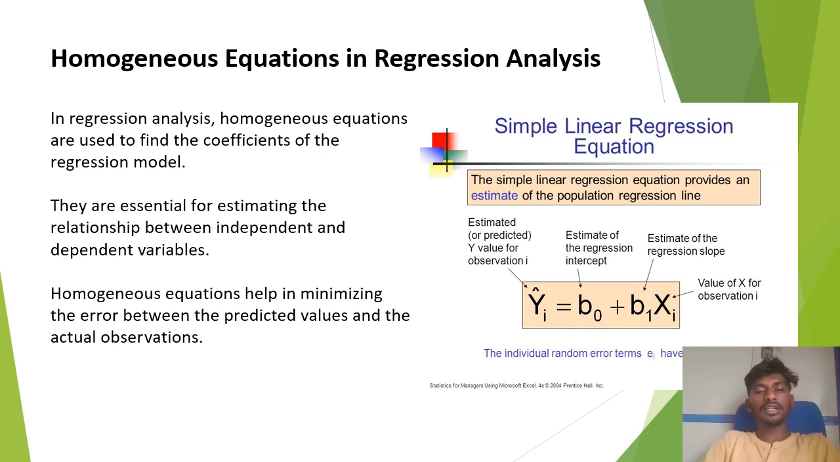Homogeneous equations in regression analysis. In regression analysis, homogeneous equations are used to find the coefficients of the regression model. They are essential for estimating the relationship between independent and dependent variables. Homogeneous equations help in minimizing the error between the predicted values and the actual observations.